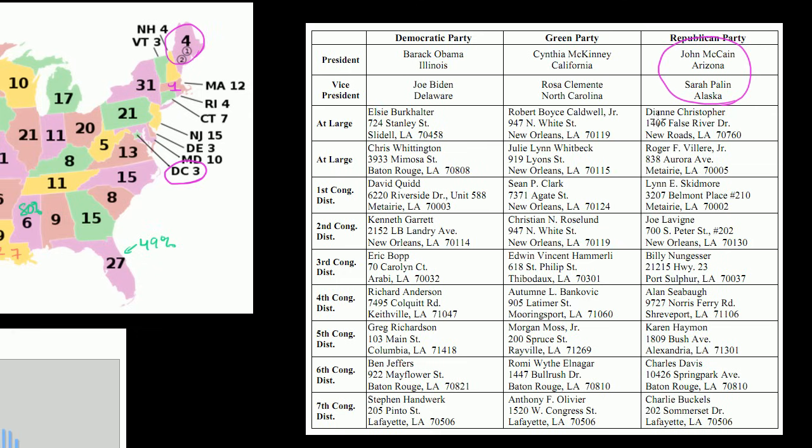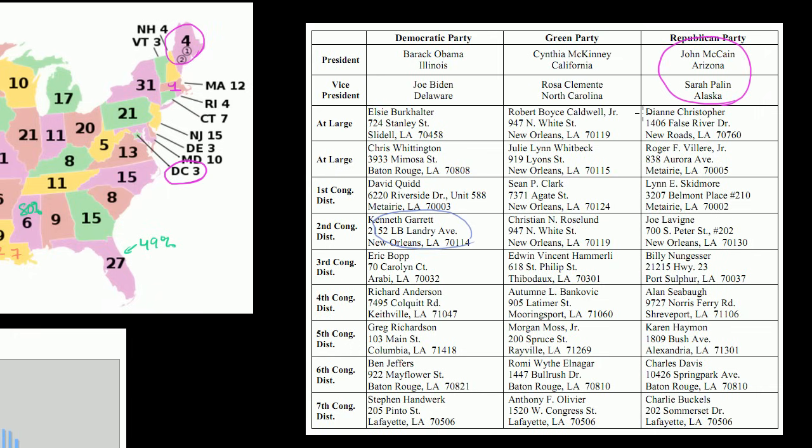It's not the case that, let's say in the second district, which is New Orleans, a majority of the people actually voted for Barack Obama, and so Kenneth Garrett in 2008 would have been the chosen elector. Even though they divide things by district and they have these at-large candidates, it is actually a statewide election. So they don't look at who won each of the districts. They just say, look, John McCain and Sarah Palin won the entire state.